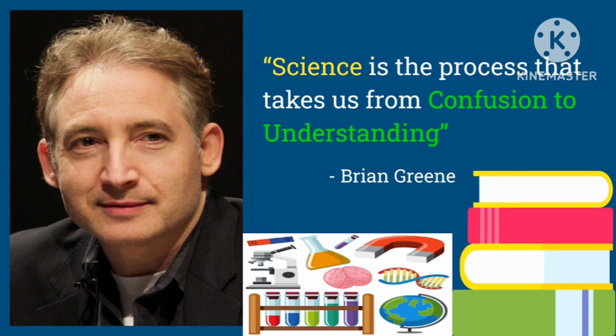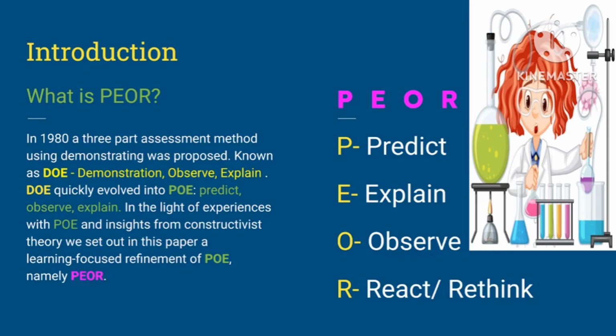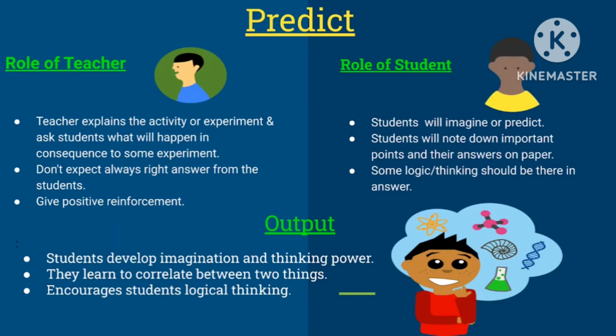According to Brian Greene, science is the process that takes us from confusion to understanding. So let's see what PEOR is. In 1980, a three-part assessment method using demonstration was proposed, known as DOE, that is demonstrate, observe and explain. DOE quickly evolved into POE: predict, observe and explain. In the light of experience with POE came PEOR, that is P for predict, E for explain, O for observe and R for react or rethink.